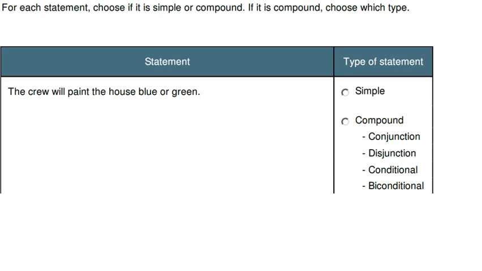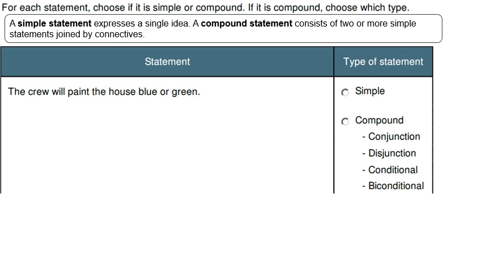For the following statement, choose if it is a simple or compound statement. And if it's compound, choose which type it is. So, a simple statement expresses a single idea. A compound statement consists of two or more simple statements joined by a connective. So here's our statement. The crew will paint the house blue or green. That is a compound statement.